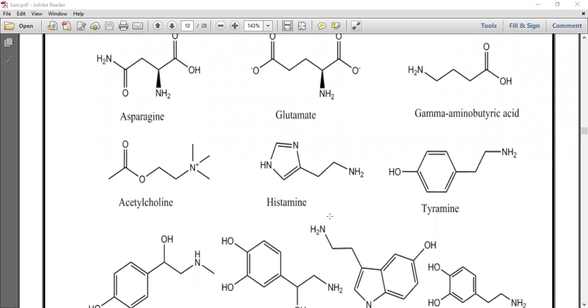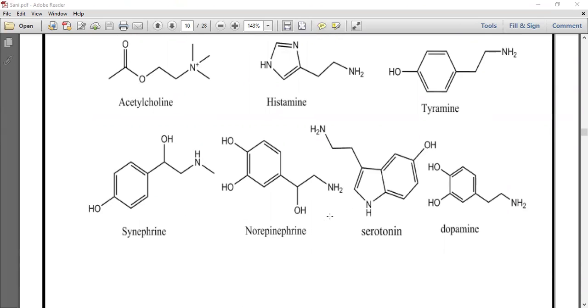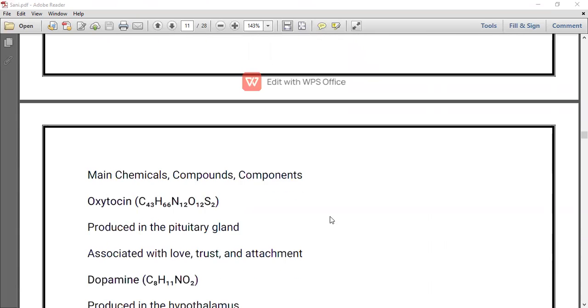These are the structures of our neurotransmitters, and this is related to our brains. How they are related to our brain is discussed below. This is the basic list of our neurotransmitters: serotonin, dopamine, norepinephrine, synephrine, histamine, tryptamine, and acetylcholine.